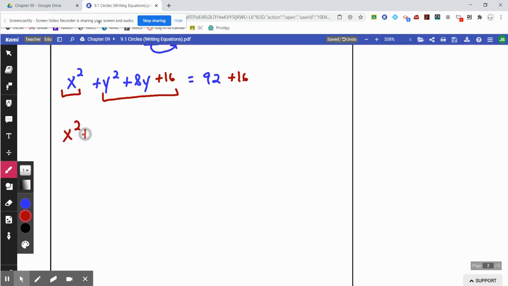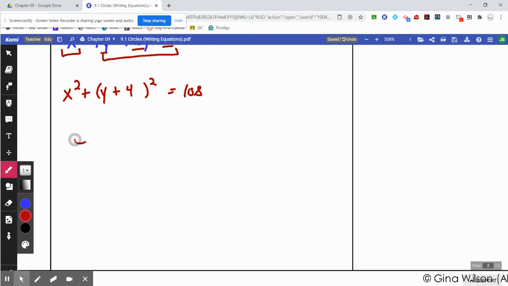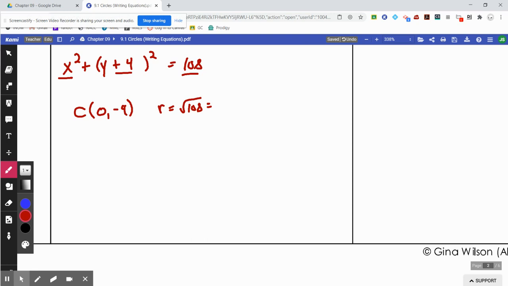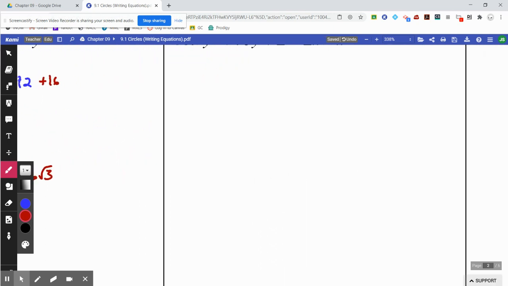Gives me x squared plus perfect square. Y times itself is y squared. Adds, multiplies is half of the 8, which is 4, equals 108. So the center of my circle has been moved left or right 0, and then down 4. So 0, negative 4 is my center. The radius squared is 108, so r would be the square root of 108, which is a little tricky to reduce. It's the square root of 36 times the square root of 3, or 6 root 3. And number 10.